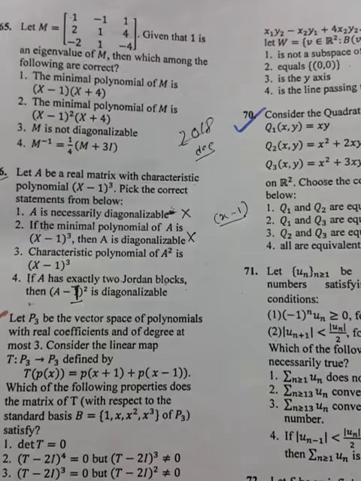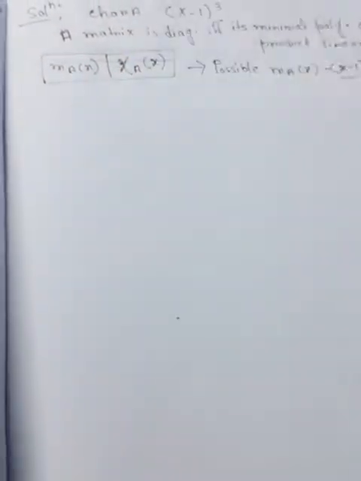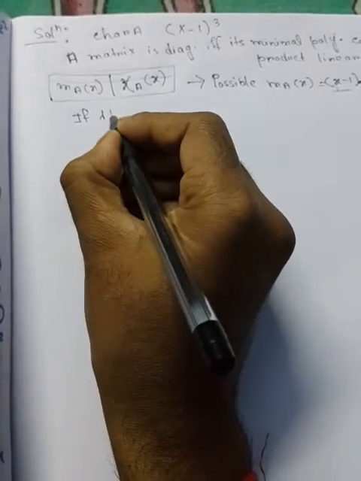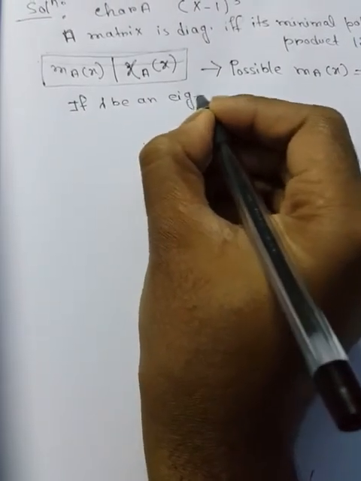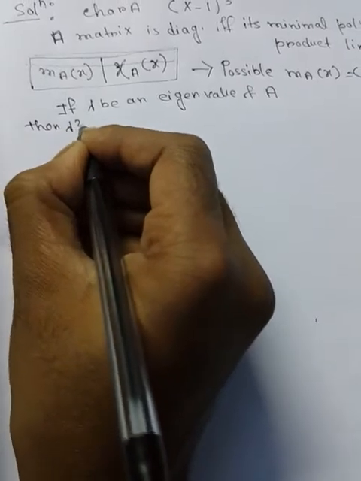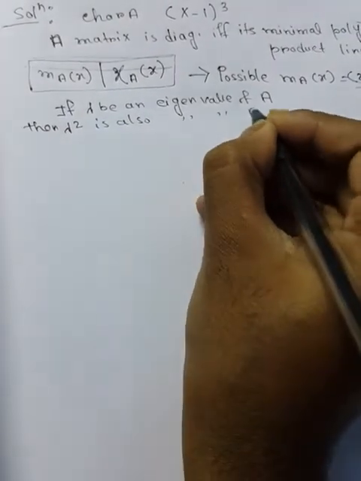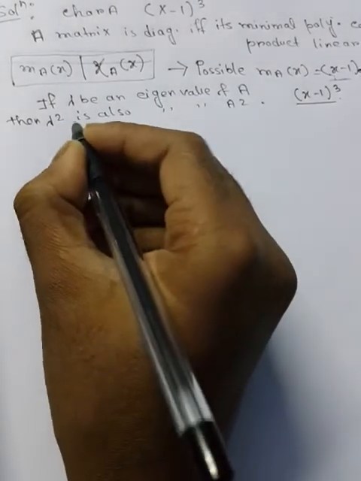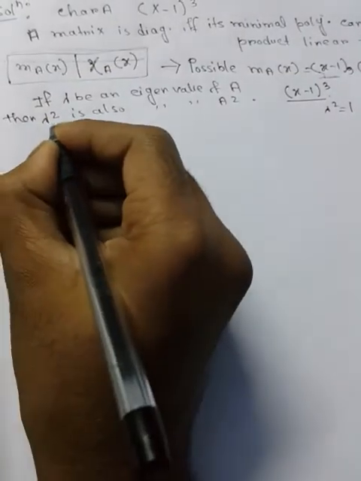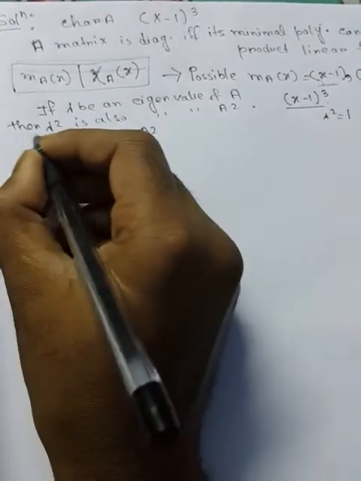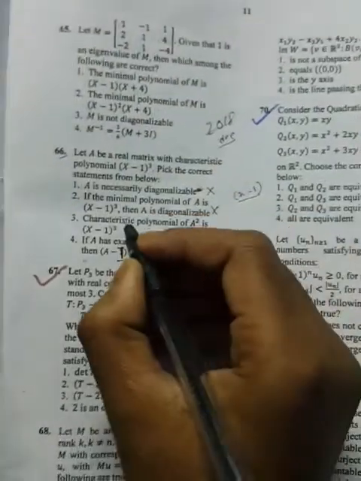Now option 3, the characteristic polynomial of A square is (x minus 1) whole cube. If lambda is an eigenvalue of a matrix A, then lambda square is also an eigenvalue of A square. So here the characteristic polynomial is (x minus 1) whole cube, right? Then lambda square is also 1. So the characteristic polynomial is also (x minus 1) whole cube for the matrix A square. So option 3 is correct.